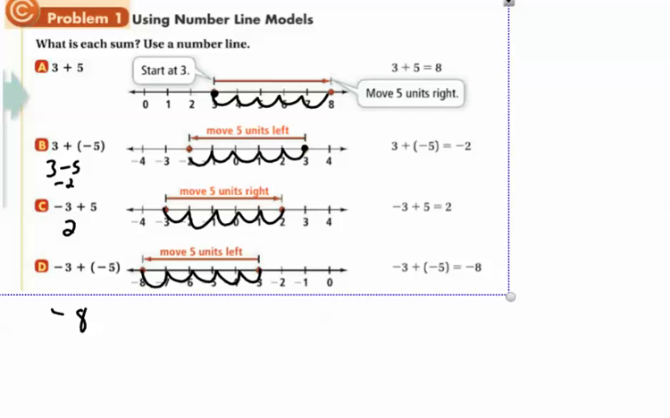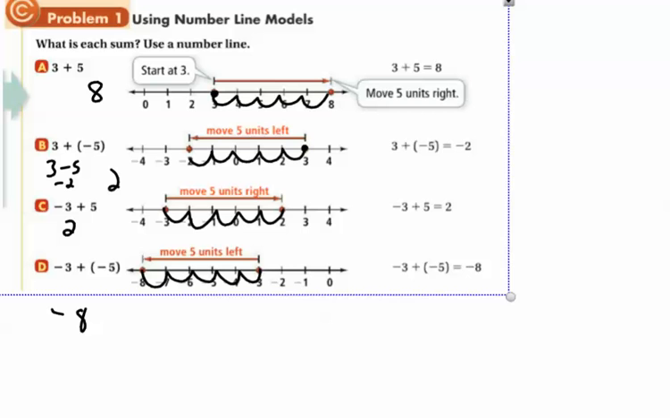What I like to tell people is if the signs are the same, you add. If the signs are different, you subtract, and you take on the bigger absolute value's sign. So for this one, the signs are the same, so I can add. That gets me my 8. This one, the signs are different. 3 plus -5, so 3 take away 5 is 2.